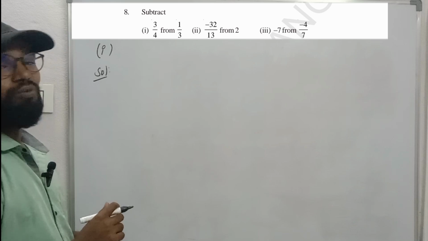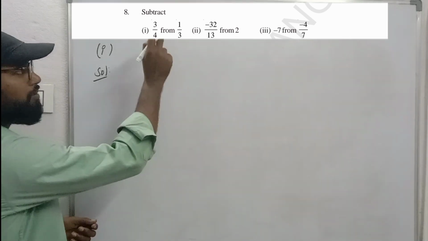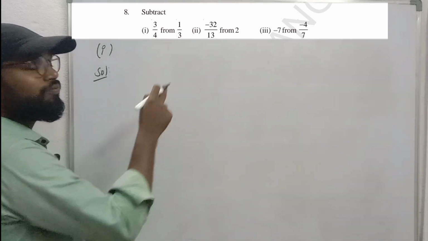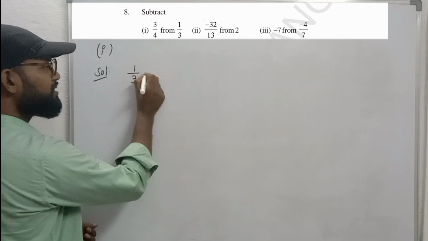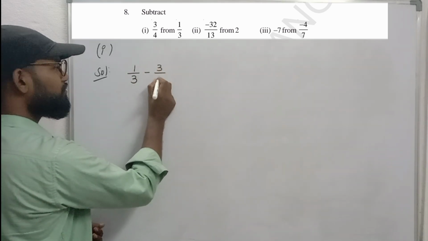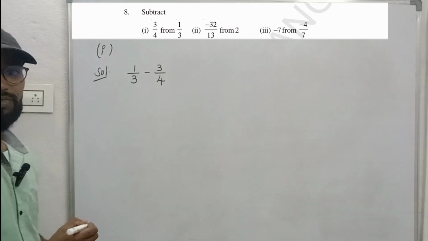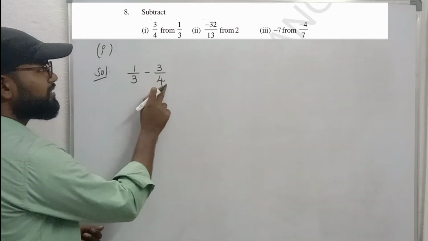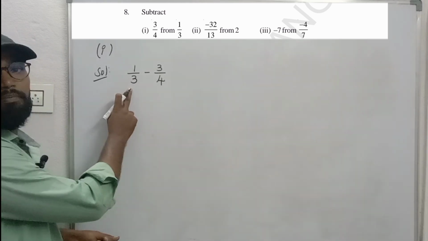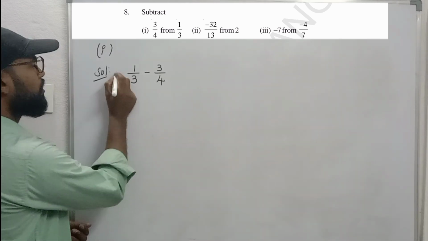That is wrong. So what we have to do here? Subtract 3 by 4 from 1 by 3. You have to write 1 by 3 first and then write 3 by 4. That is the right and proper way of writing. So what I am doing here is subtracting 3 by 4 from 1 by 3. Now I am going to solve this.